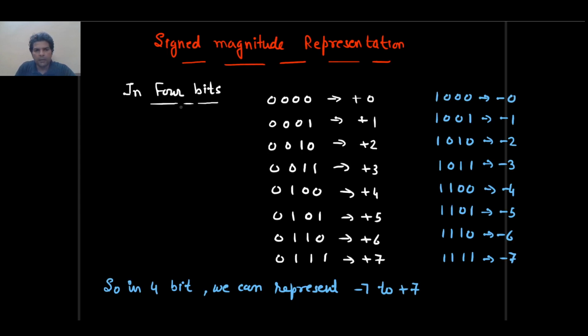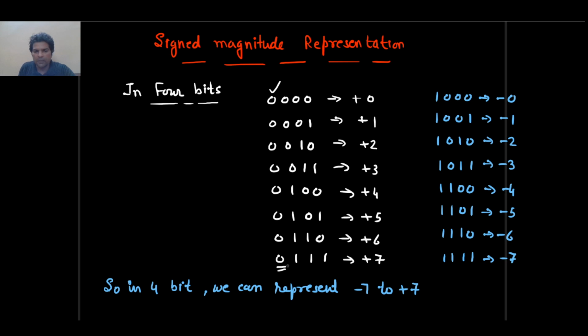Now further, let's say in 4 bits of sign magnitude representation, the MSB is reserved for the sign. So this is plus 0, plus 1, plus 2, plus 3, plus 4, plus 5, plus 6, and plus 7. This is plus 7 because the MSB is 0, so it is positive, and the remaining bits are used to represent the magnitude, that is 7.